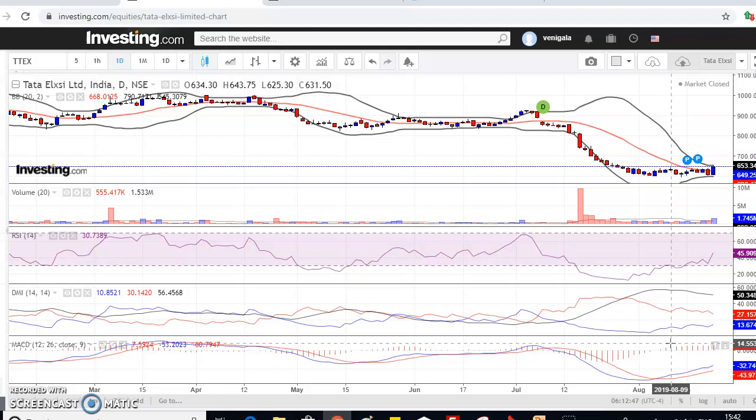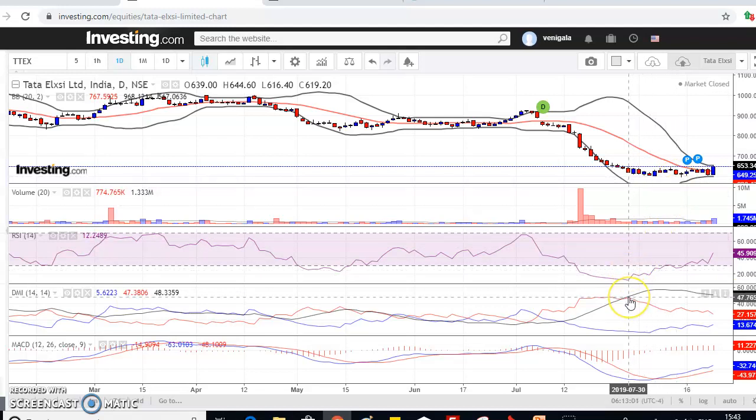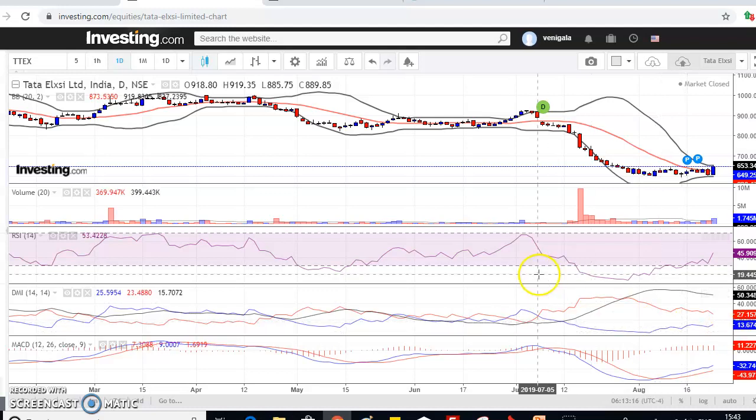So this is about Tata Elxsi. I have explained the pattern observed on the daily time frame: consolidation breakout, RSI is positive, and the ADX is sloping downward at the 50 zone, and in the last 14 days the MACD line has crossed the signal line, which gives some insight about the price of Tata Elxsi. So this is about the Tata Elxsi daily price action movement.